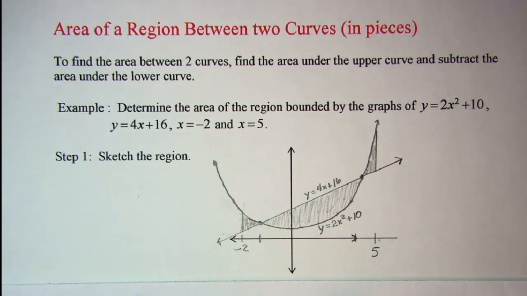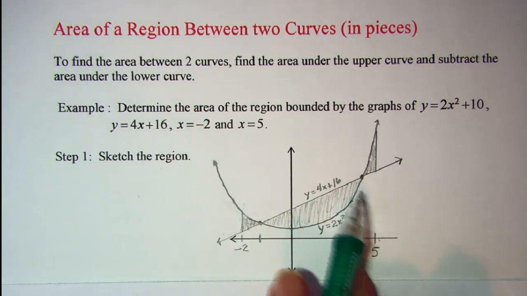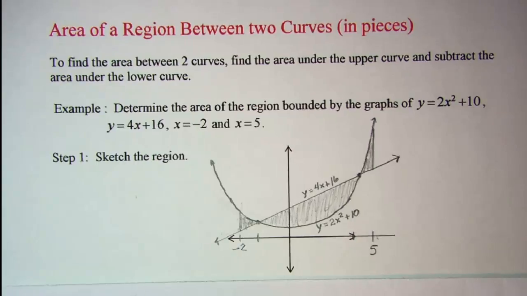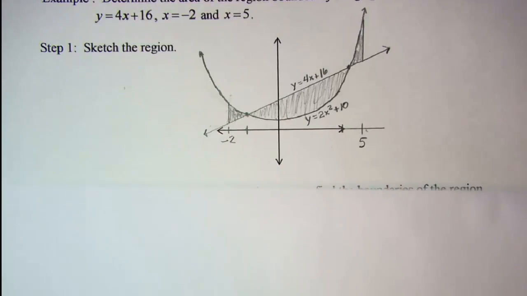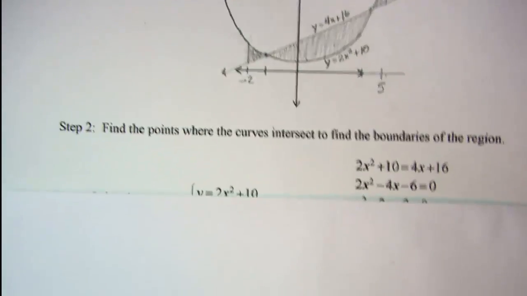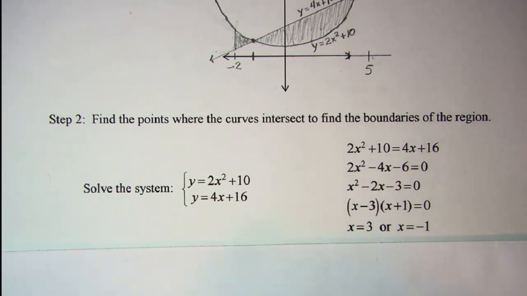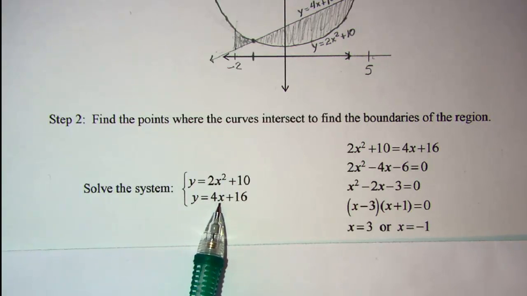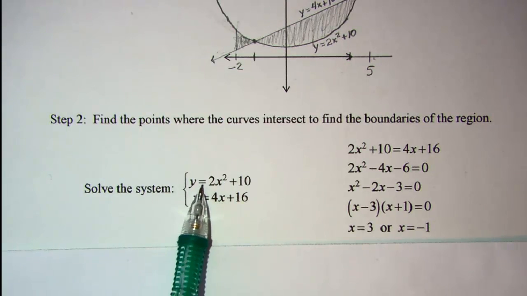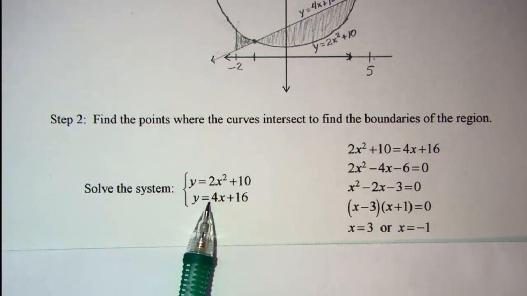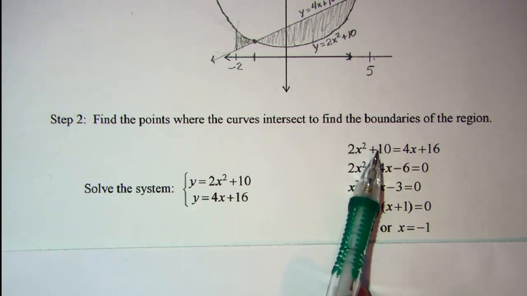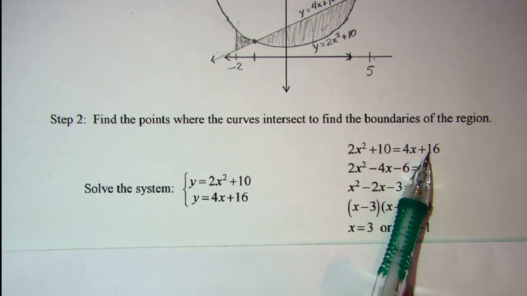So to find the 2 points where the parabola and the line intersect, we want to solve the system y equals 2x squared plus 10 and y equals 4x plus 16. Since they're both equal to y, we can set them equal to each other. And so we have this equation here.